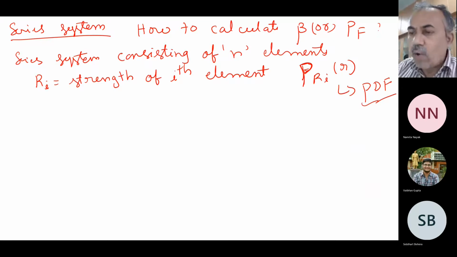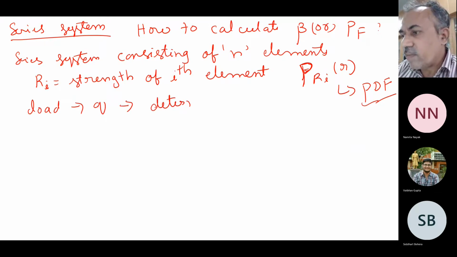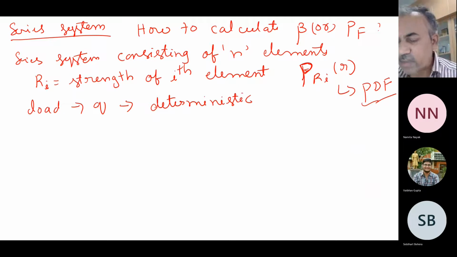Now let us say the load. The load is Q, and let us say we assume it is deterministic. You followed it. The load is deterministic. Generally, the load is known. Now you have to calculate this itself.